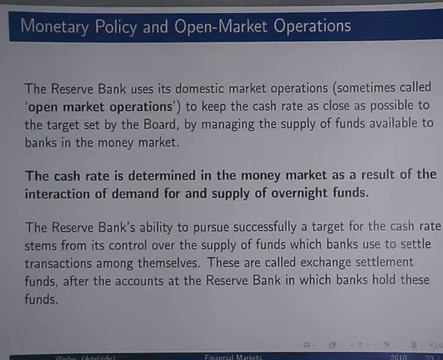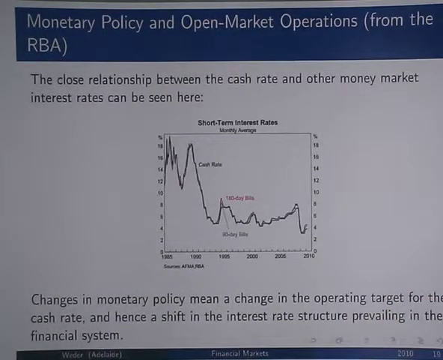So how do they do this? By buying and selling bonds. And I jump one slide. So we only talk about the cash rate, but of course the cash rate is kind of linked to all the other interest rates in an economy.